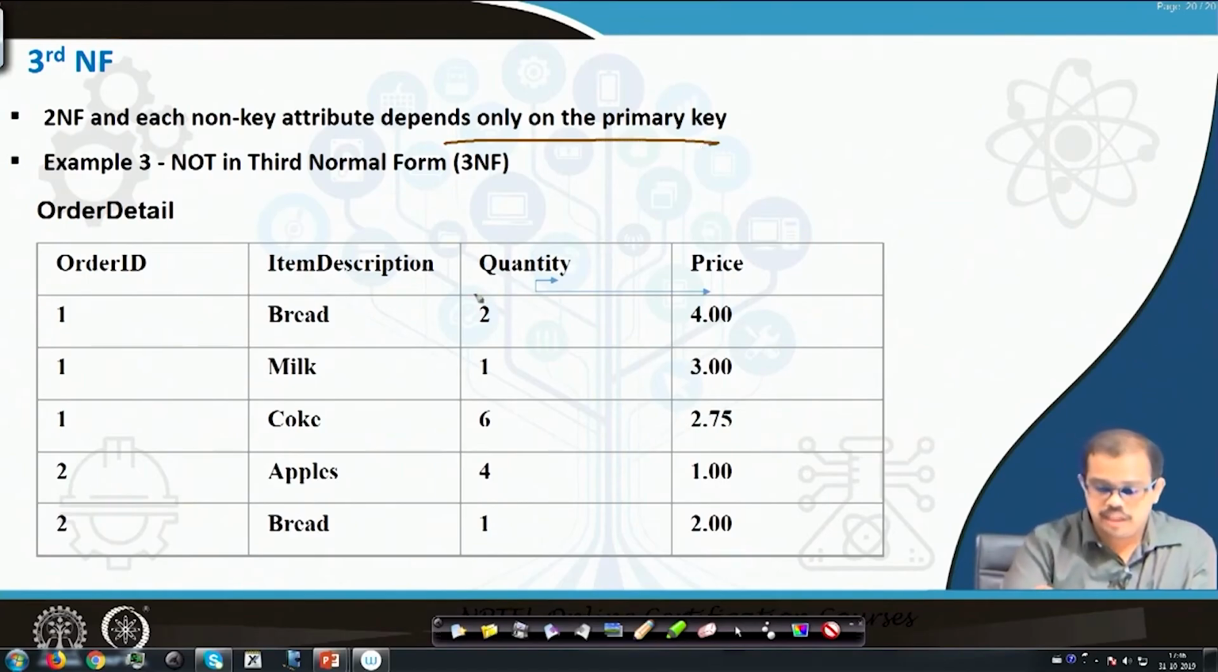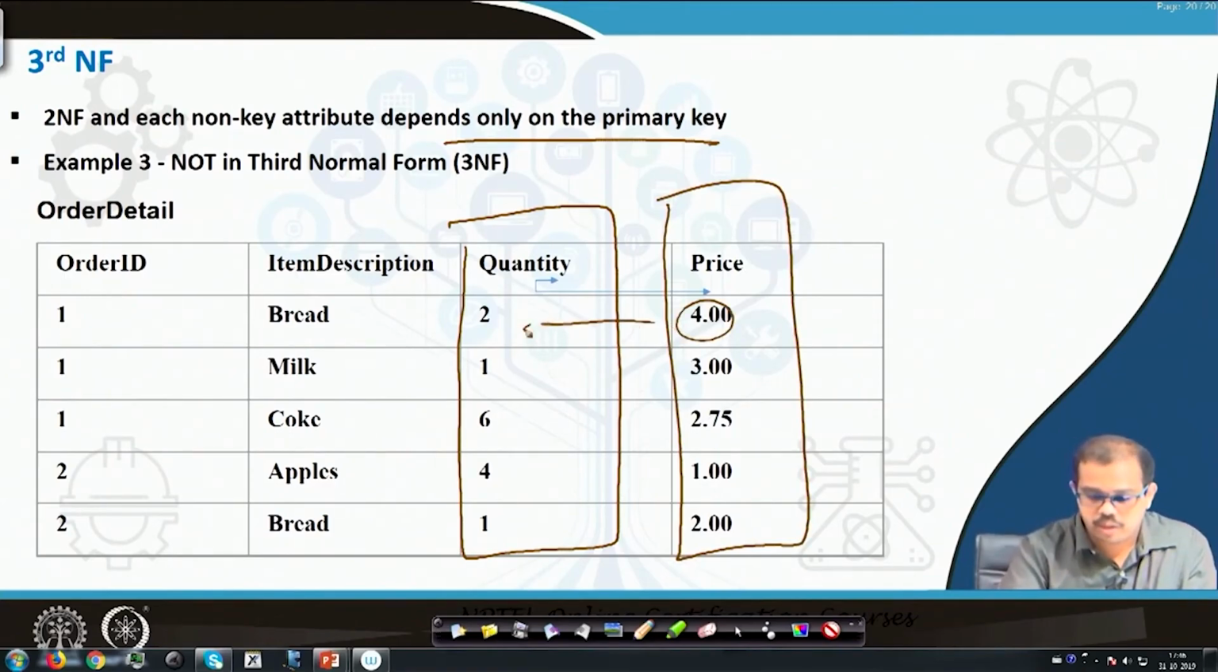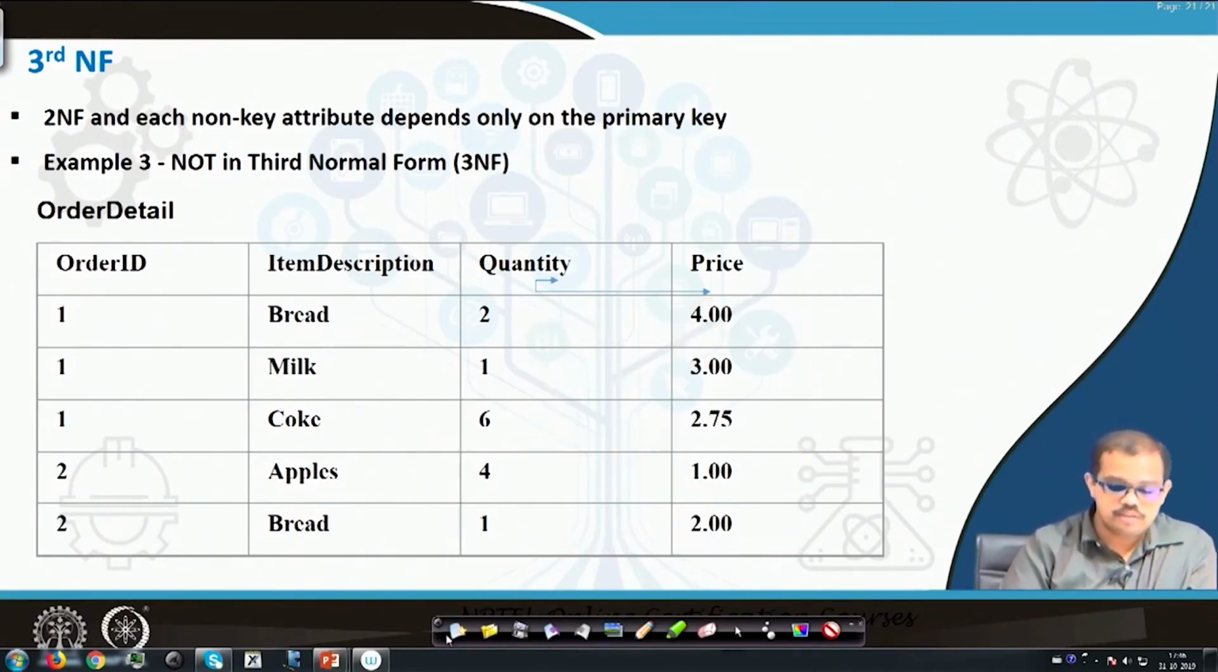Okay. But when you see, this is one non-key attribute, this is one non-key attribute. Here, price is dependent on the quantity. Now, which means to say that there is one non-key attribute which is dependent on the other and not directly on the primary key that we are trying to use. So, this means to say that this particular thing is not in the third normal form.